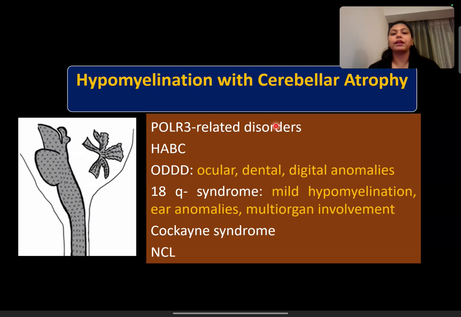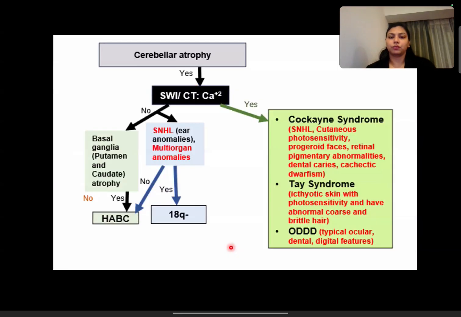And cerebellar atrophy again was a predominant feature in Cockayne syndrome, as we already saw, which we'll see in the subsequent slide. So whenever we are seeing cerebellar atrophy with hypomyelination, look for calcifications. If calcifications are present, there are certain differentials which we'll see in the subsequent slide. And if calcification is not present, if there is significant atrophy of the basal ganglia, it can be HABC. If calcification is not present, but there are multi-organ anomalies, there can be 18q deletion syndrome.